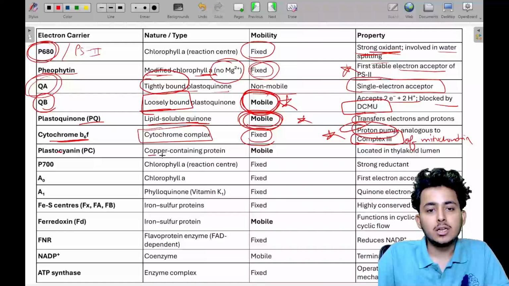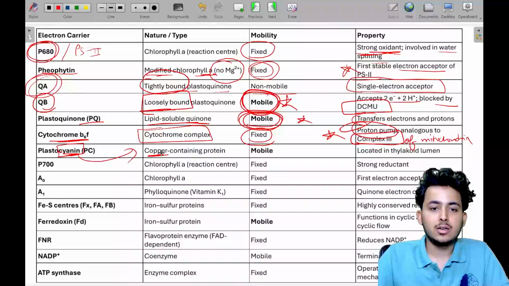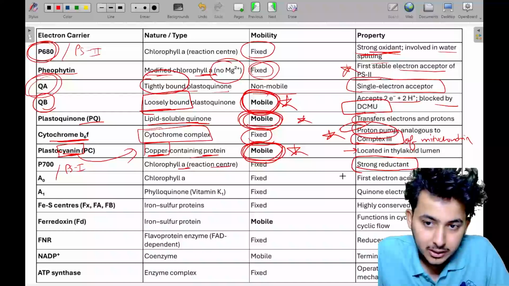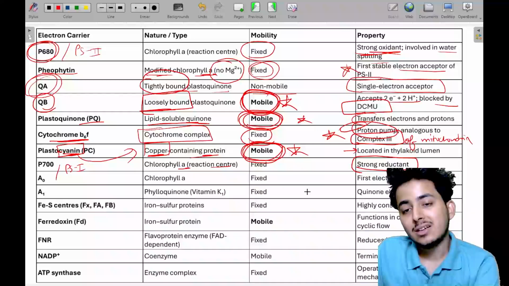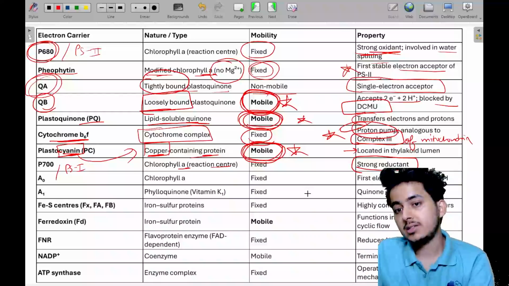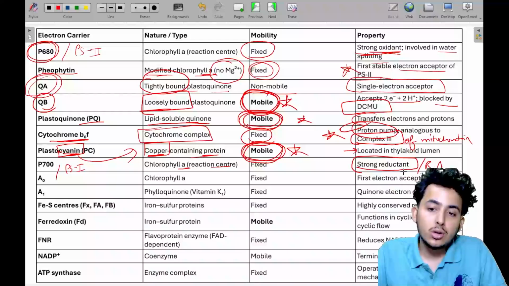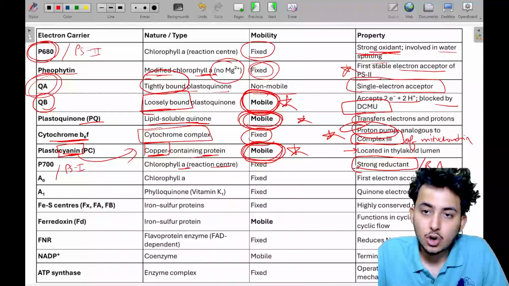Plastocyanin is a copper containing protein. With this word cyanin only you can understand, it is copper containing. It is again a mobile carrier located in the thylakoid lumen. P700 or PS1, guys, is a chlorophyll A reaction center, fixed, not mobile, a strong reductant. Why is it called a strong reductant? Because it has a higher tendency. It is a very good reducing agent. It has a tendency to donate electrons to NADP plus and form NADPH. That's why it is a strong reductant.